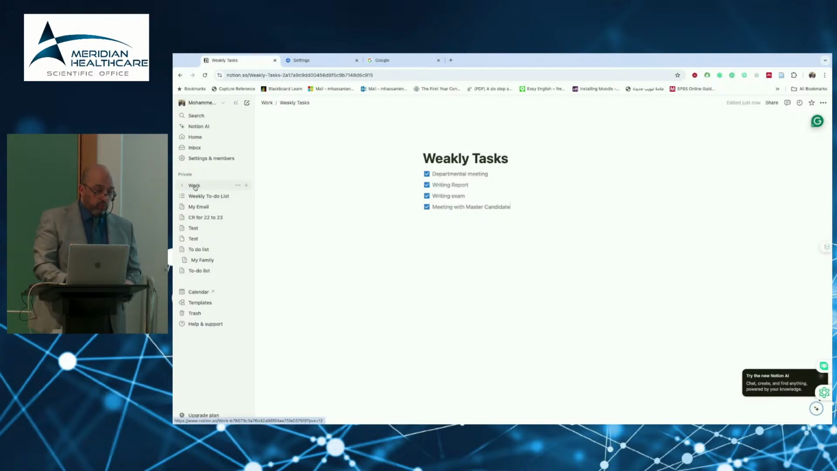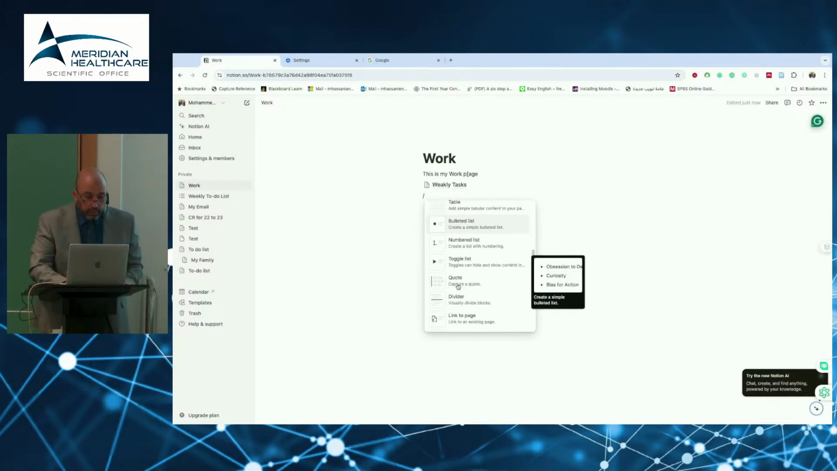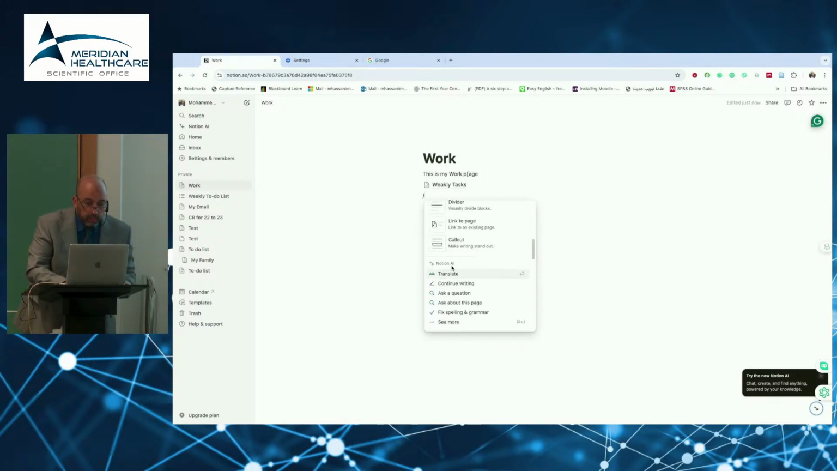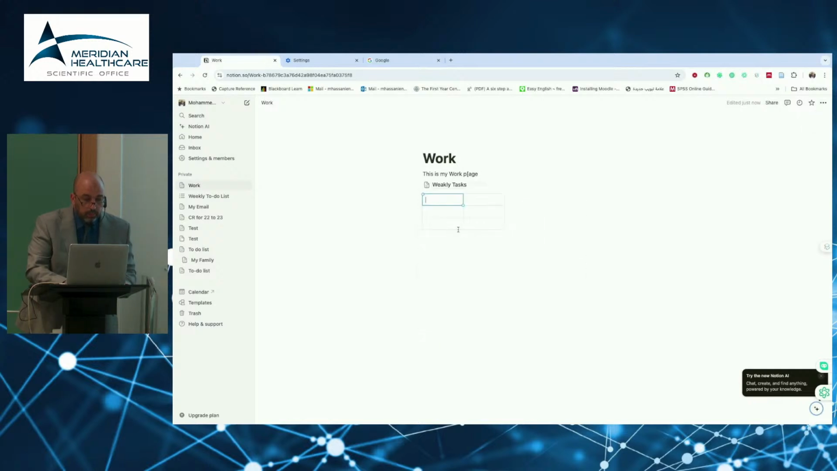So return to the main page, which is Work, and there is the weekly task, which is a new page. Open it, it is the weekly task. Again, it is inside Work. You can add a new sub page or title. For example, you can write here a table. This is my weekly schedule.